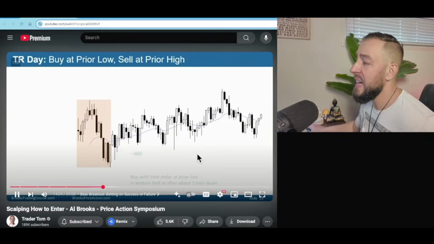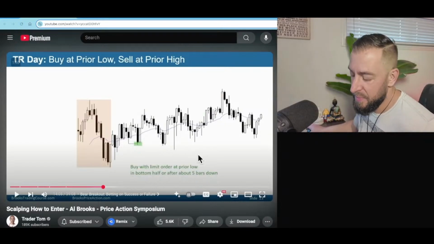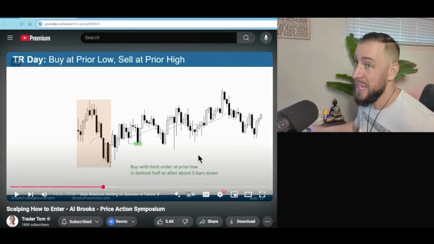Notice he said wide stop. Most traders use a tight stop in a trading range. That is not a good idea. Using a tight stop in a trading range is almost guaranteed to fail.